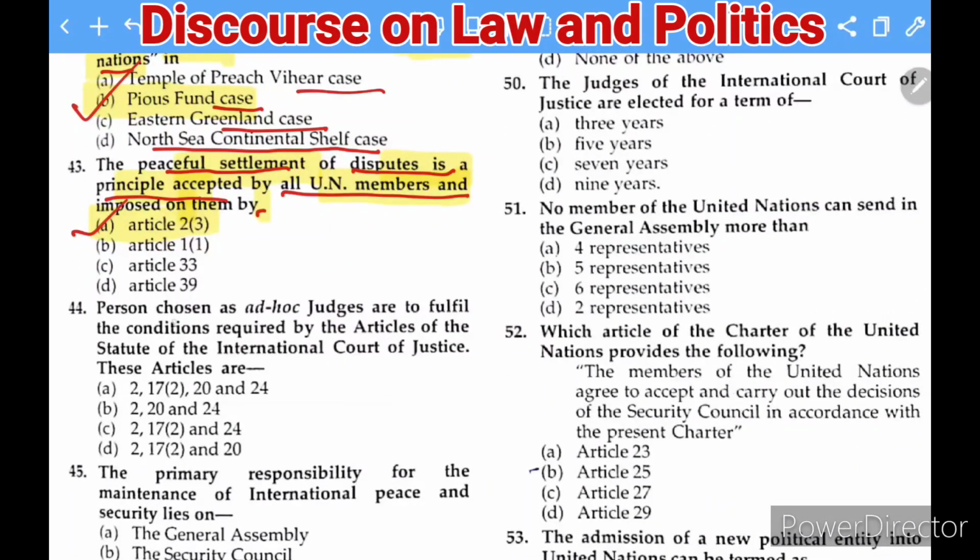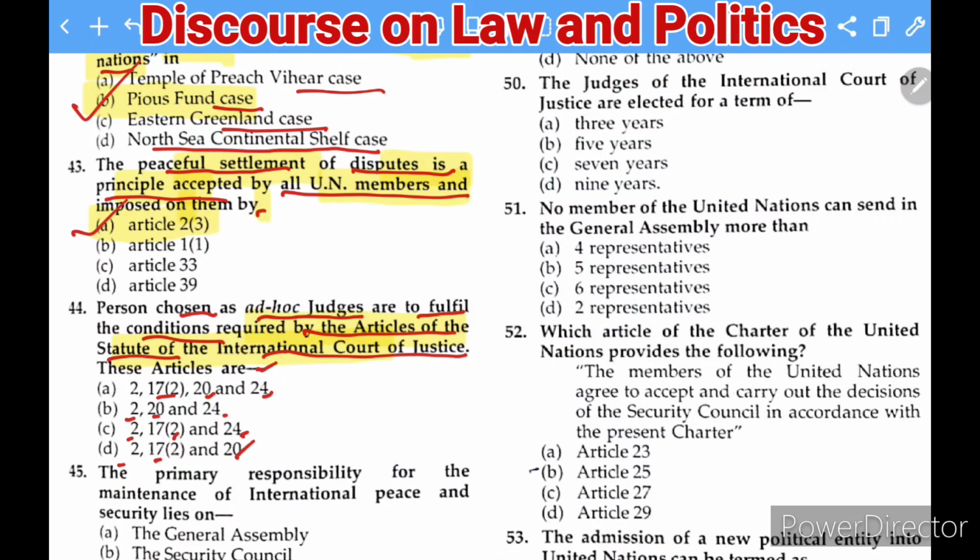Next question, which is here: persons chosen as ad hoc judges are to fulfill the conditions required by the articles of the statute of the International Court of Justice. These articles are like options which are given here: Article 2, Article 17 Clause 2, Article 20, Article 24; Article 2, 20 and 24; Article 2, 17 Clause 2, Article 24; Article 2, 17 Clause 2, Article 20.